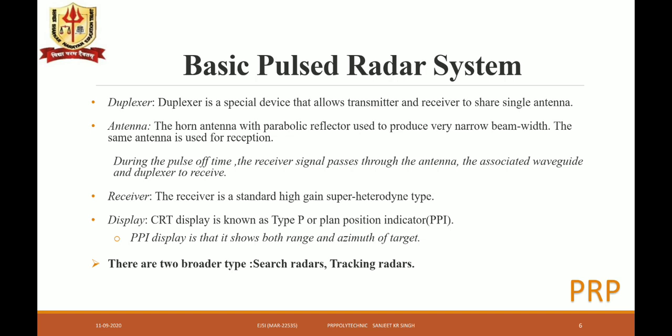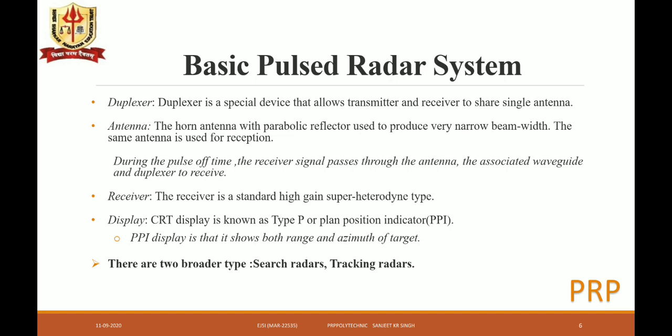The plan position indicator display is one in which it shows both range and azimuth of the target. There is another display type, the A type or A scope type, which gives only the distance, the range, not the direction, not the azimuth. So here we are making use of the PPI, which gives both range, the distance, and azimuth, the direction or the angle.